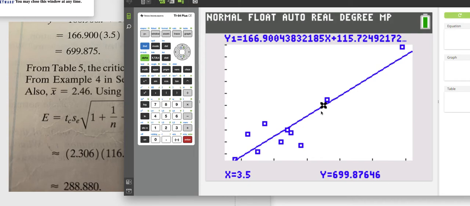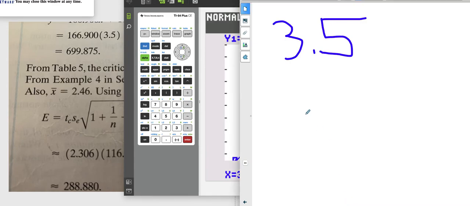So this problem says, with 95% certainty, tell me what this is supposed to be. We got 699.876. Roughly, the book has 875. How close is this? We want an interval, so something less than this, and something more than this, where we can guarantee that with 95% confidence that we're going to have a value in that range. So how do you do all that?